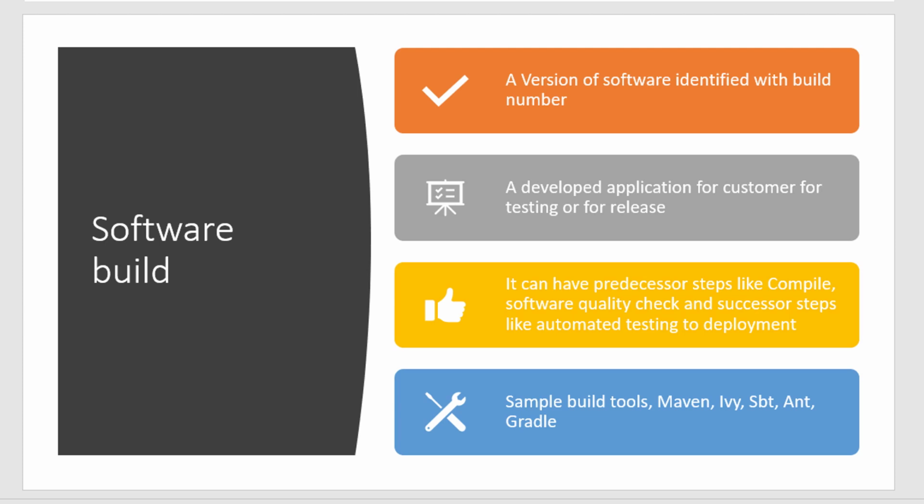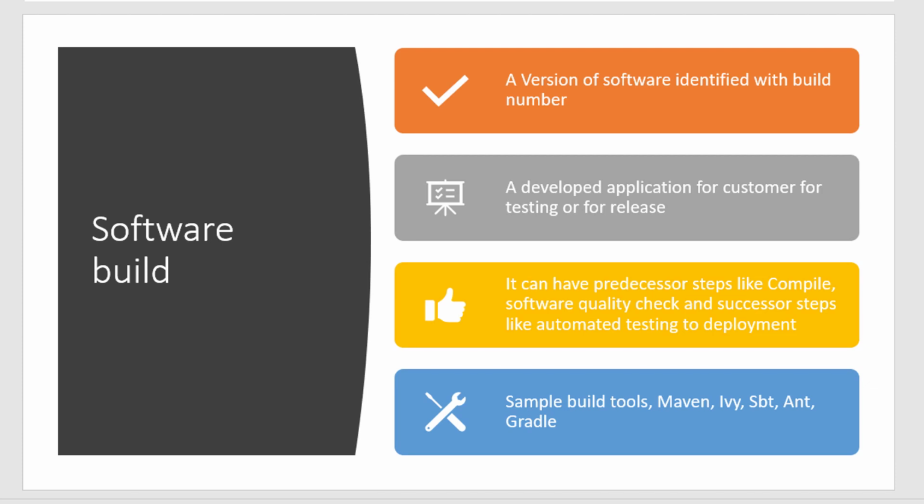Software build is nothing but creating a version of a software with a build number. So I'm going to identify the software saying this is the release. Whenever we are getting a software, we will be getting a version number. That will be linked to the build, and the application will be developed for testing or for release.